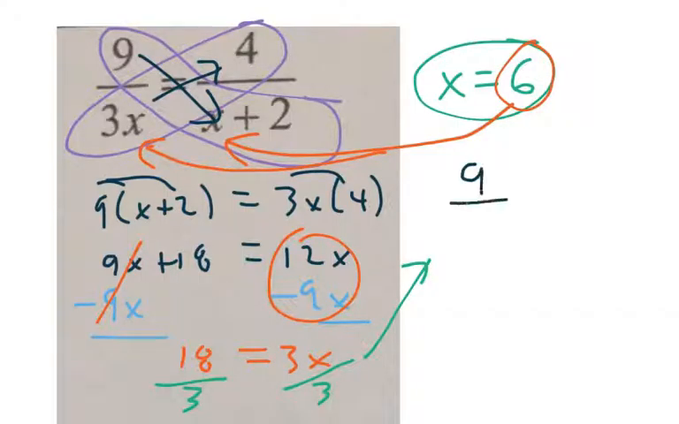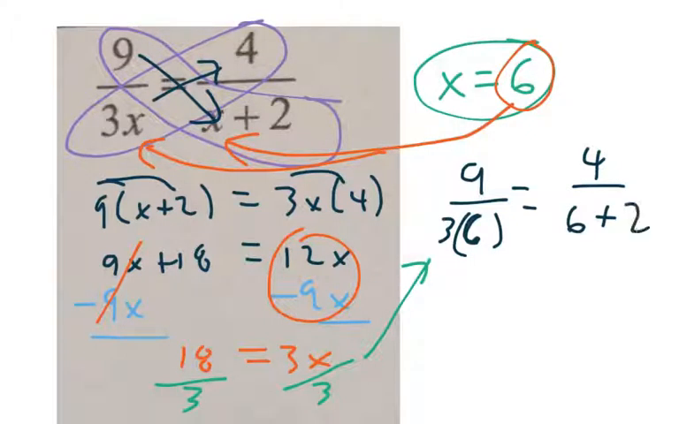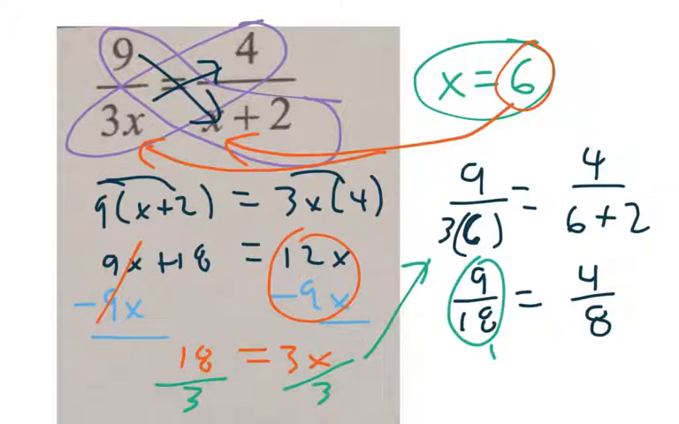We get 9 over 3 times 6 equal to 4 over 6 plus 2. So that's 9 over 18 equal to 4 over 8. And hopefully you realize that 9 over 18 is 1/2, just like 4 over 8 is 1/2. So that's how I know x must be 6.